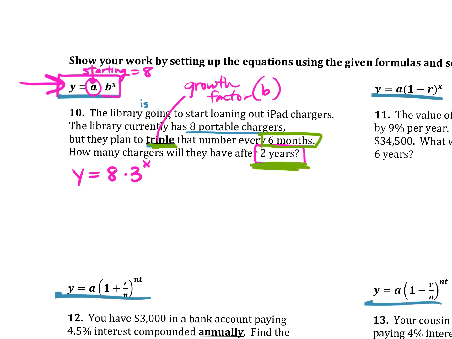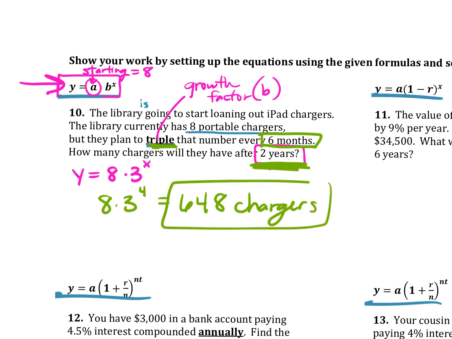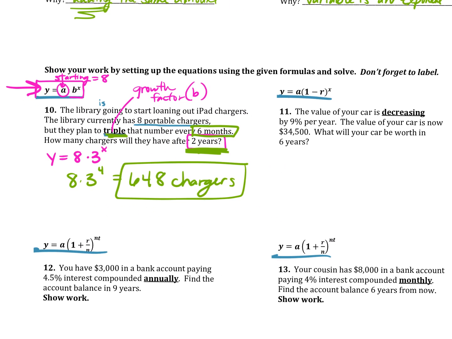That's 4 times. Okay, so don't just look at the number and go, oh, it's 2. It's 4 times if we're doing it every 6 months. 6 months, a year and 6 months, 2 years. That's 4 times that it tripled, okay? So 8 times 3 to the 4th power, and what do you get? We would have way more, we'd have more chargers than we have people at the school. 648 chargers. Okay.